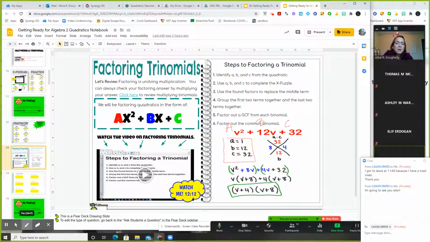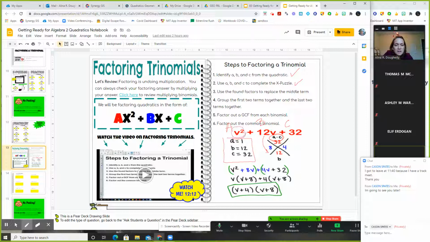The very first thing we're going to do is multiply the A and the C together, right? So we've identified our A times C and put it into the top of the puzzle. That's what we're going to multiply to. And then that middle number goes down to the bottom. So what multiplies to 32 and adds up to 12? Well, that's 8 and 4. 8 times 4 is 32, and 8 plus 4 is 12.